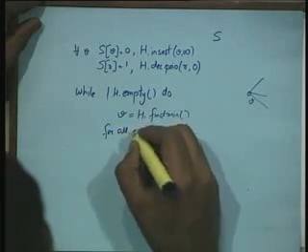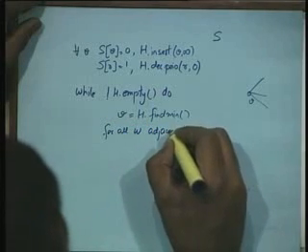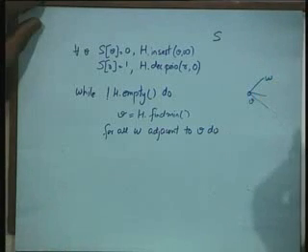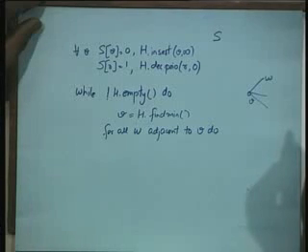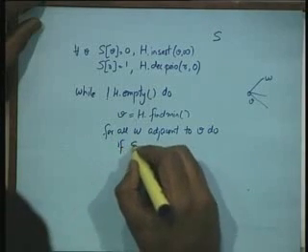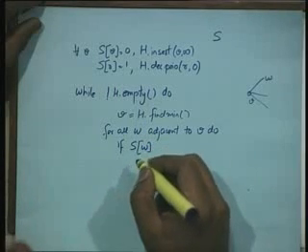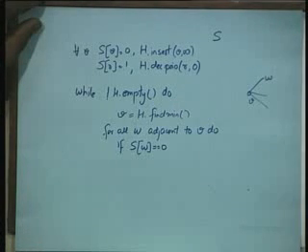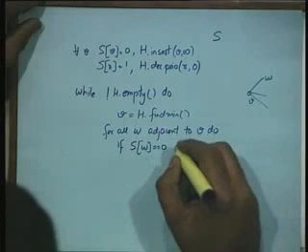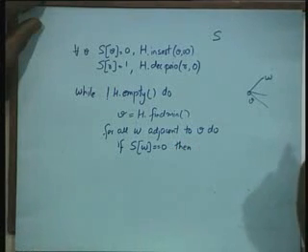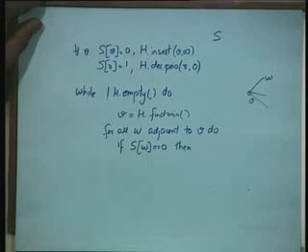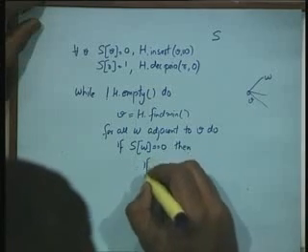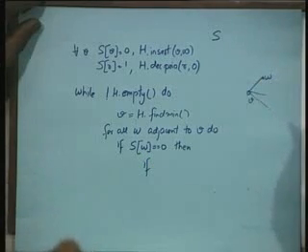For all W adjacent to V do. If W is adjacent to V, what should I do? If S of W equals 0, what does that mean? W is on the S complement side. Then what should I do? Then I have to update its priority, right? Then what is the option here?